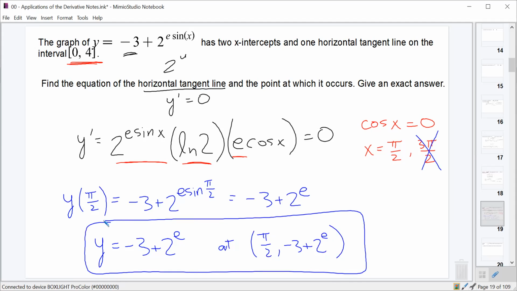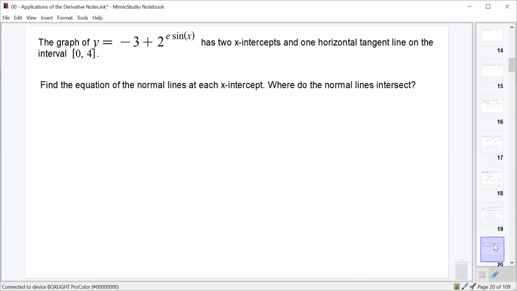So now we're going to move forward and do a second part of this problem with the same function. But now we're looking for normal lines at the x-intercepts. And then we're looking for where those normal lines intersect. So we're going to get a whole lot more of our calculator functionality in.